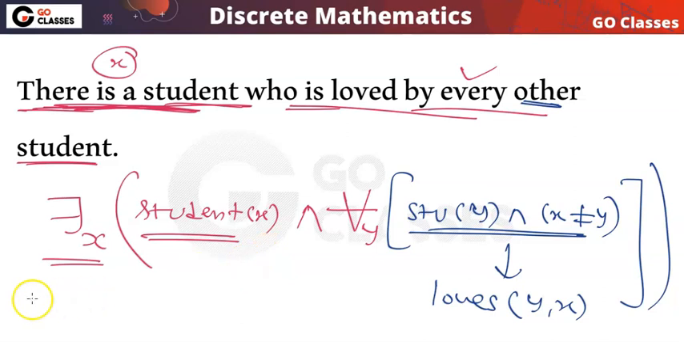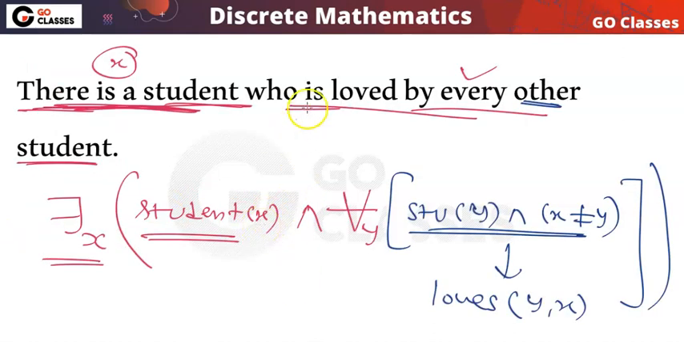Let me explain this again. There is nothing in this. This is saying that there is a student who is loved by every other student. So every other student basically loves x. So there is a student. We can say there exists x who is a student. So there exists x who is a student, and this x is loved by every other student.